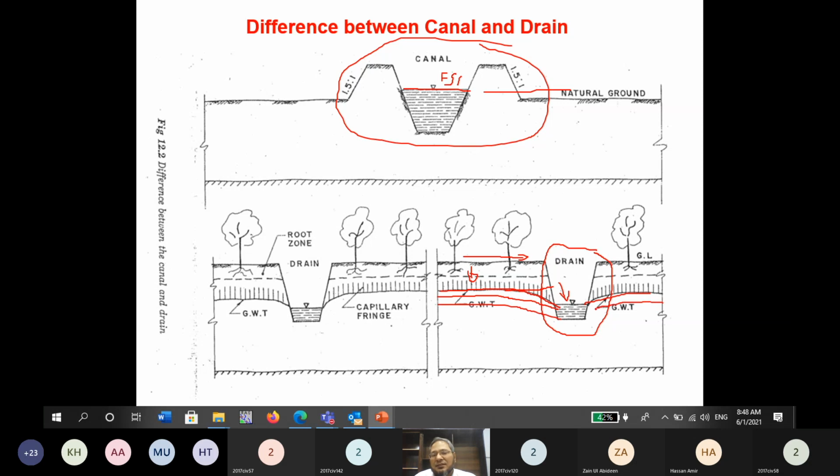So what is the use of these drains? What is the work of the seam nalas? They do the surface drainage, and also they lower down the water table. So when the water table comes down, what happens?